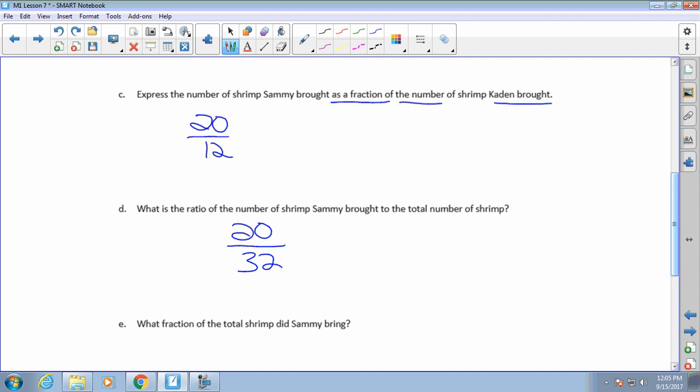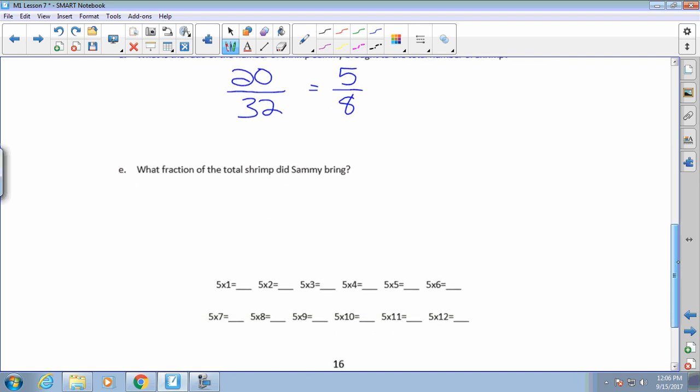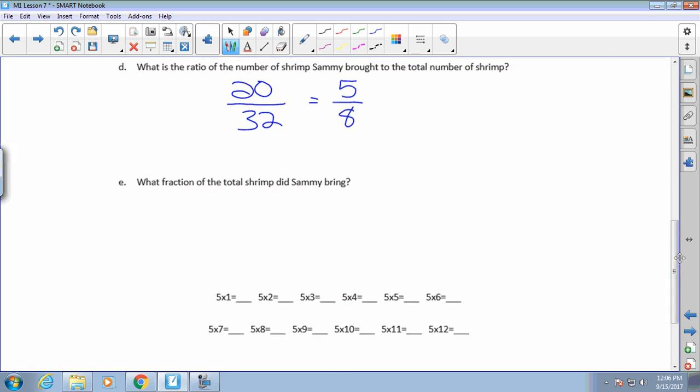Now, in your homework, you're going to be asked to find the value of the ratio. So to find the value of the ratio, you need to simplify that fraction. So they're using 20/32nds. We could also simplify that down. If we divide both the top and bottom by 4, that would give you 5/8. So you could also say that Sammy brought 5/8 of the total shrimp. He brought over half of the shrimp. 5/8 would be the simplified value of the ratio.